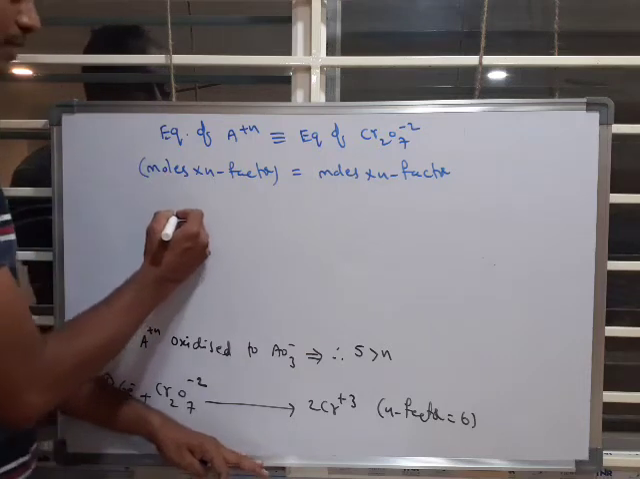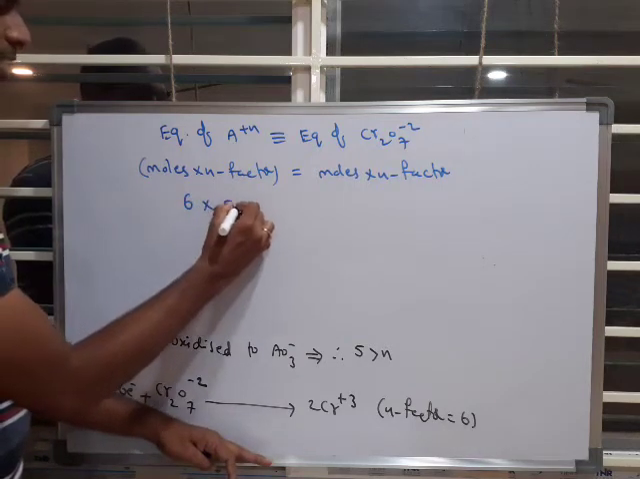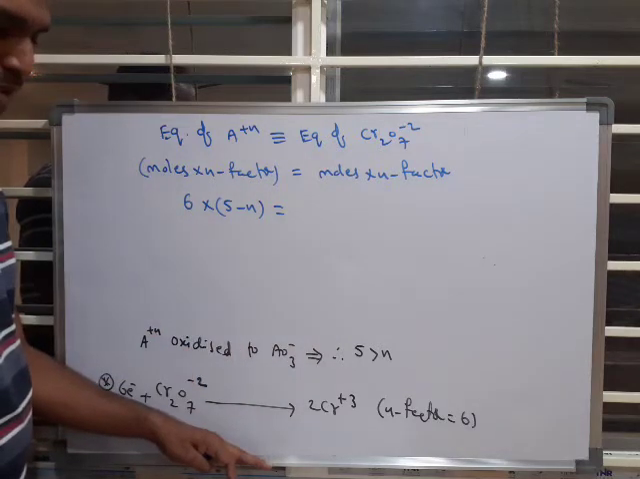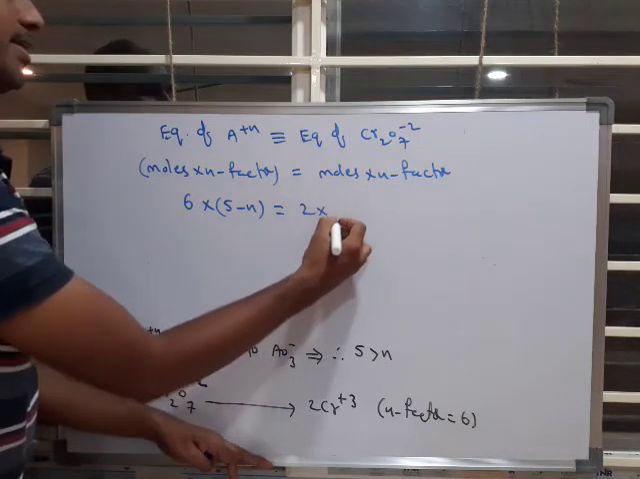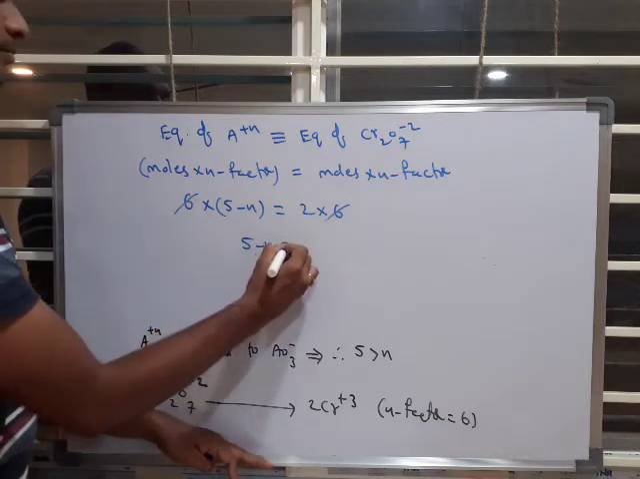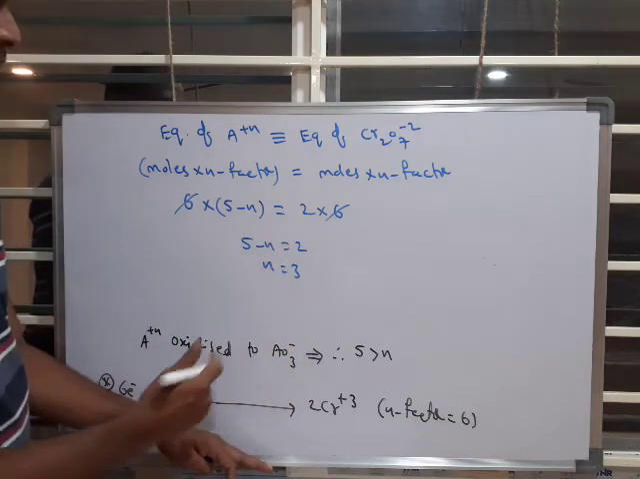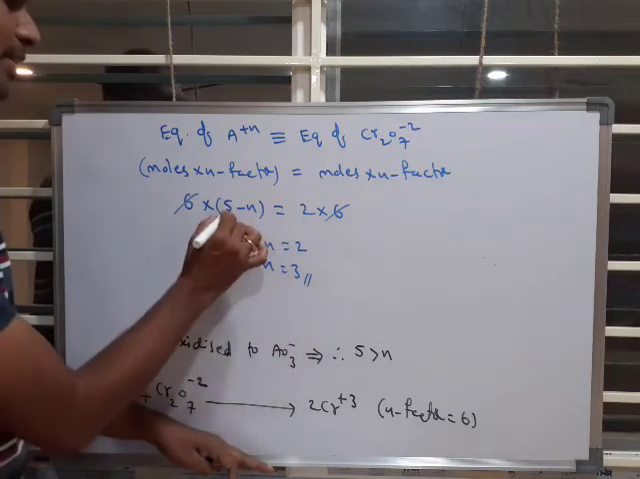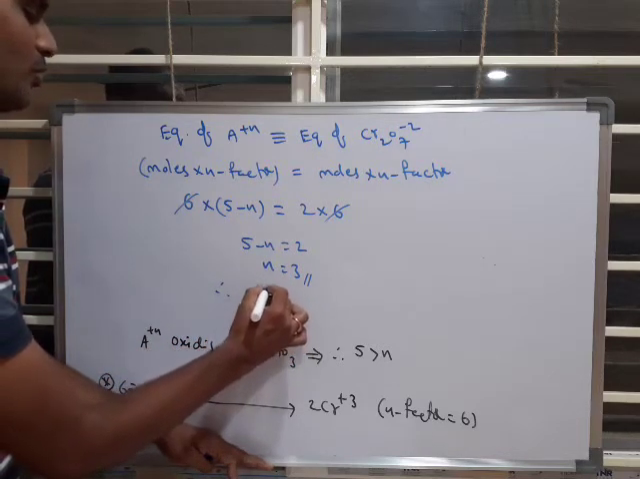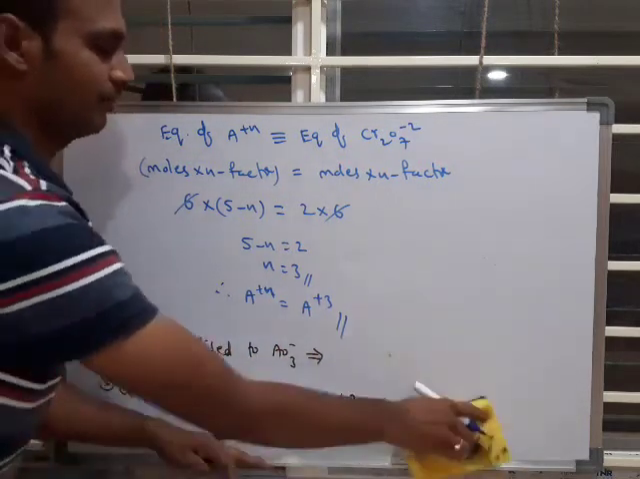So first, what is the number of moles? 6 moles of this solution. What is its n factor? 5 minus n. How many moles of the other are given? 2 moles of potassium dichromate. What is its n factor? 6. So what is n equal to? 3. Okay, the n value is 3, it is not the n factor. So A plus n is A to the power plus 3. So this is the answer.